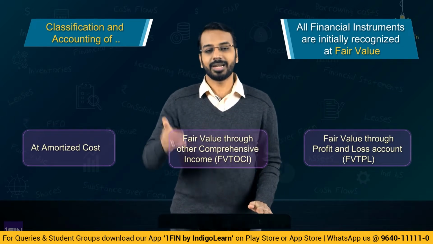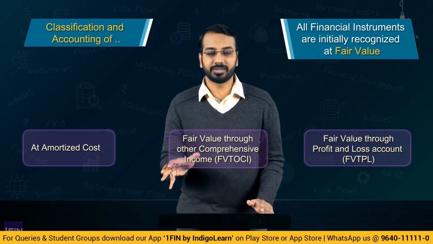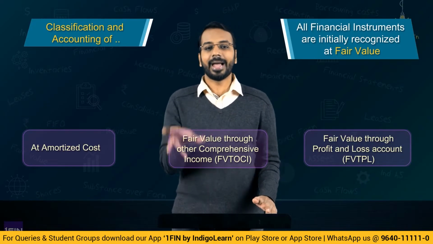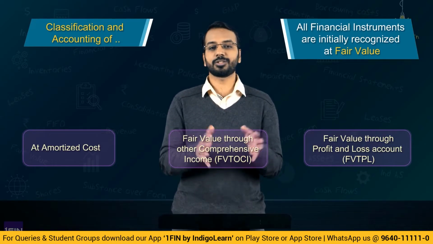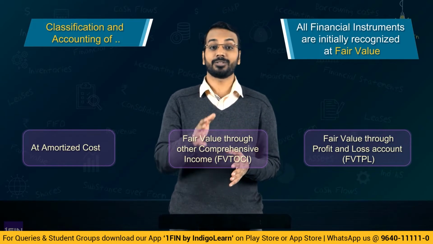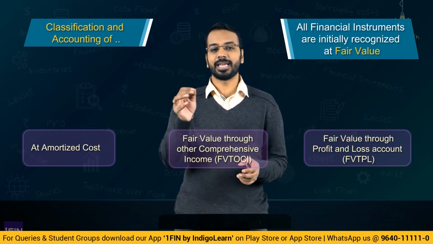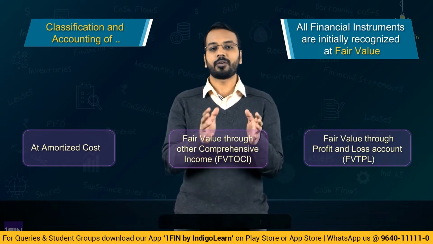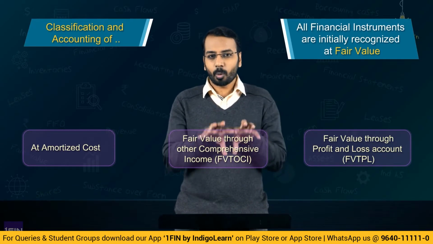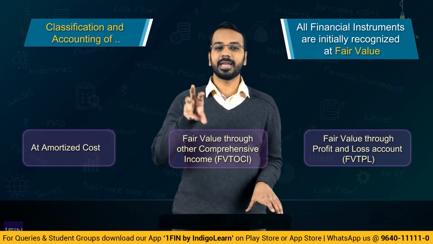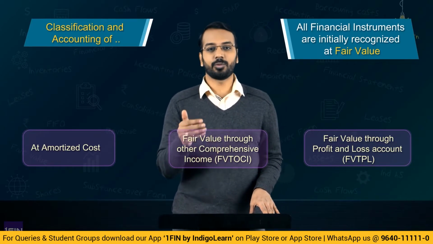So first we will understand the classification aspect of financial asset. What are the factors to be considered? What are the tests to be done? And then we will see how to account for financial assets. So I just told you that financial assets would be subsequently measured depending on their classification, whether they are measured at amortized cost or fair value through other comprehensive income or fair value through PNL. Now, why this kind of classification? What is the intention behind that, and how do we do this classification is what we are going to understand.